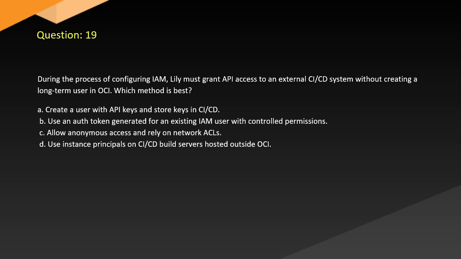Question 19. During the process of configuring IAM, Lily must grant API access to an external CI system without creating a long-term user in OCI. Which method is best? A. Create a user with API keys and store keys in CI. B. Use an auth token generated for an existing IAM user with limited permissions. C. Allow anonymous access and rely on network ACLs. D. Use instance principals on CI build servers hosted outside OCI.